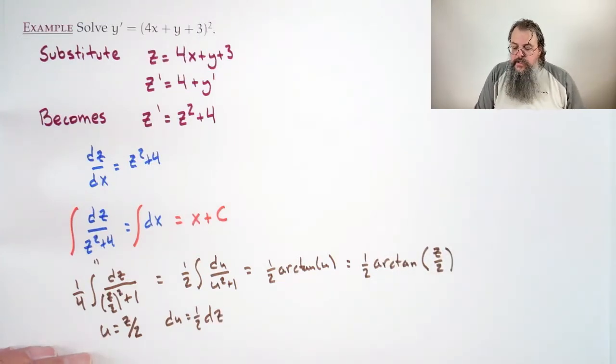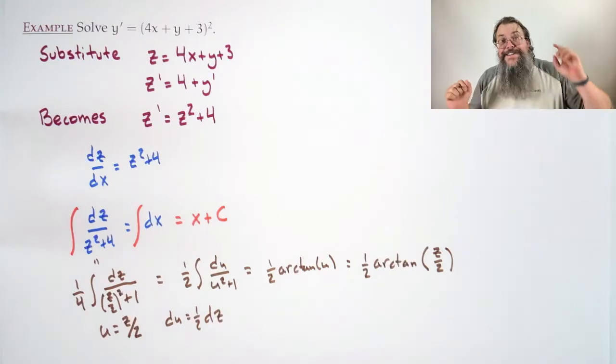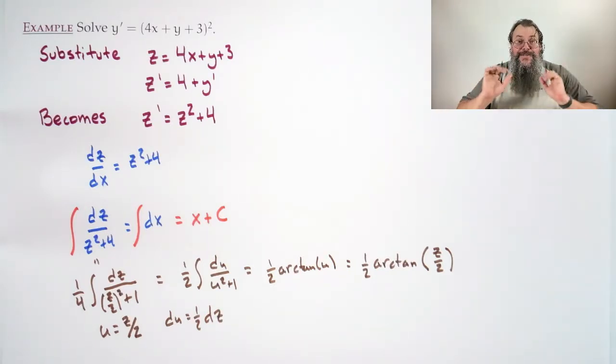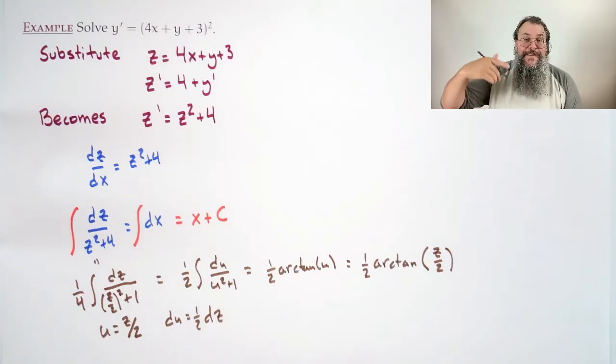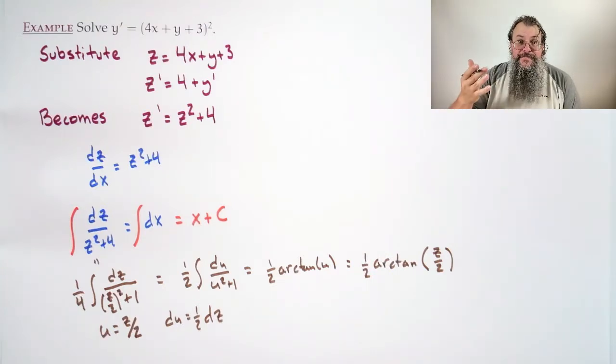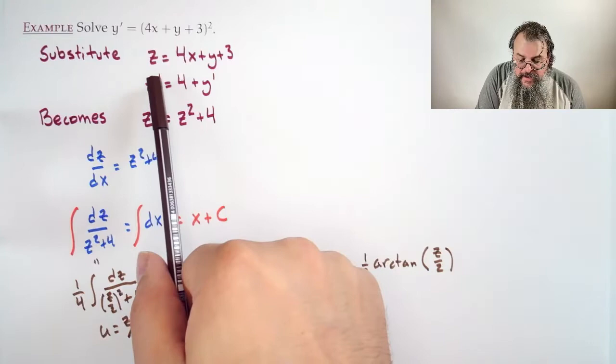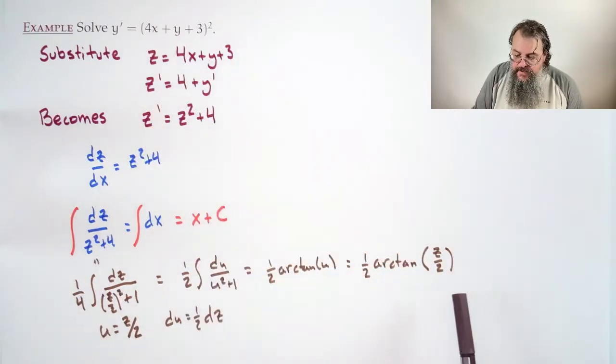And, great. Now, are we done? No, but we're close. We're close. Now, we're not done for the same reason we're not done when we do substitution in Calc 1. Everything has to go back in terms of the original. Now, original was 4x plus y plus 3, so we've got to replace z.